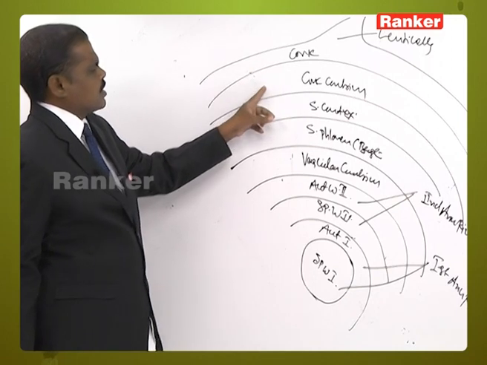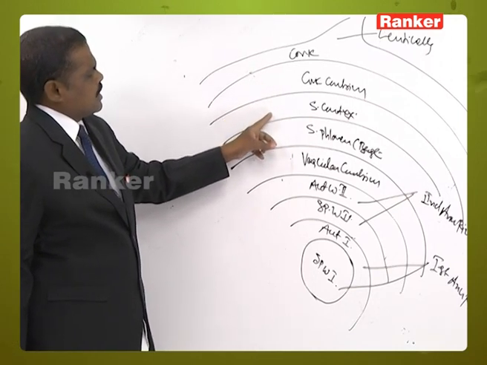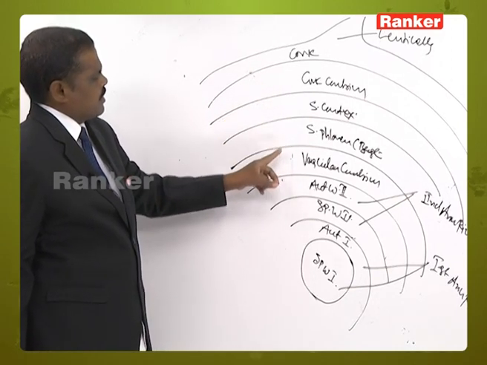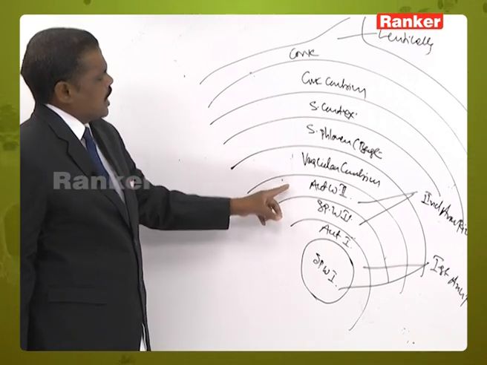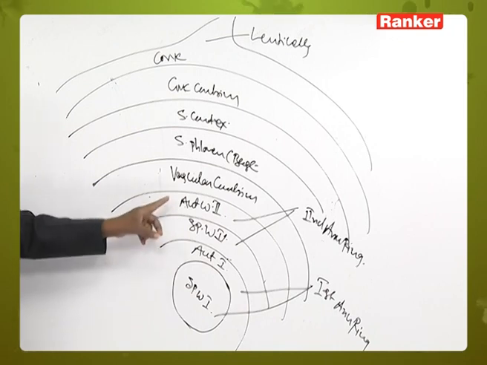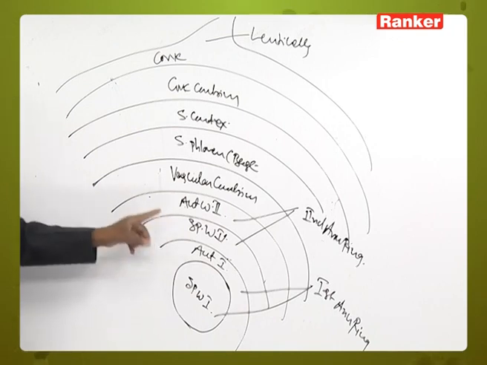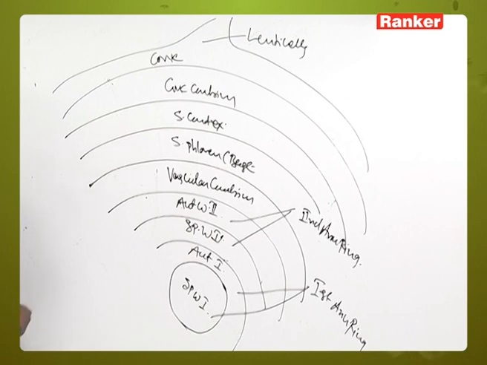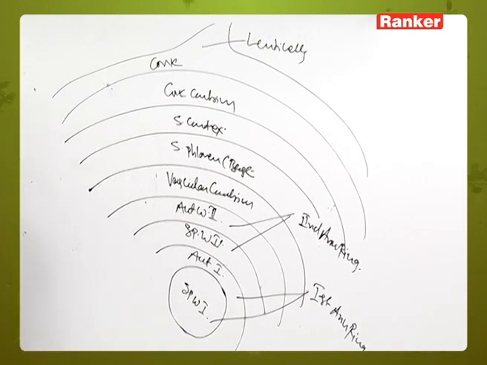From the periphery to the center, centripetally: cork, cork cambium, secondary cortex, secondary phloem, vascular cambium, autumn wood of second year, spring wood of second year, autumn wood of first year, spring wood of first year.